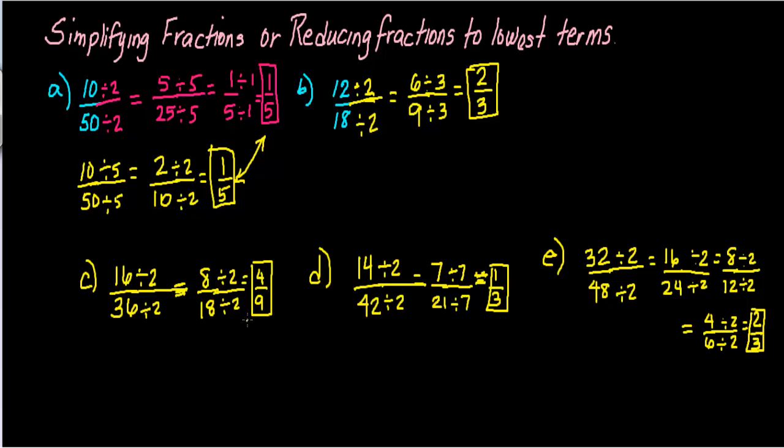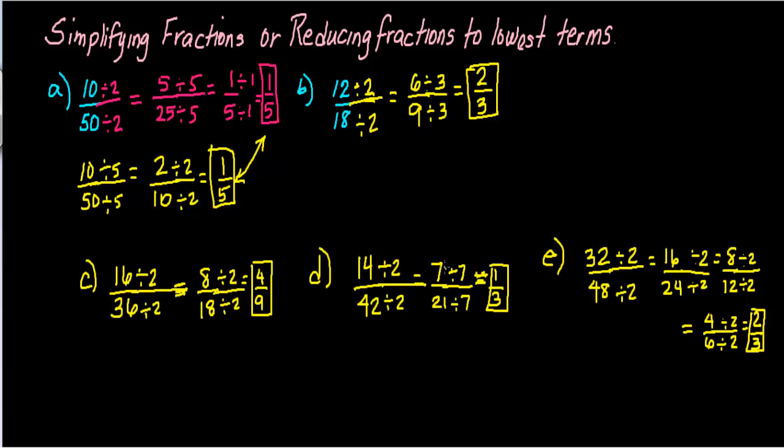And that's where I stopped, because common factors between 4 and 9, there are no common factors. The only common factor is 1. And when that happens, that means I've reached lowest terms. For this one, I did the same thing. I divided by 2 in both the numerator and denominator, and I got a 7 over 21.